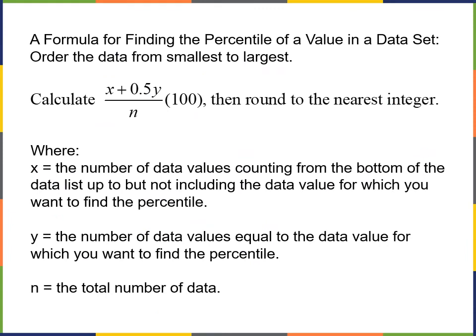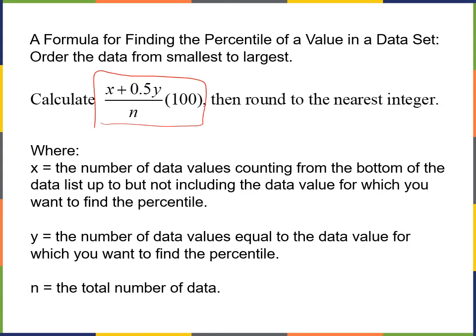Okay, so now let's say we want to do this in reverse. What if we wanted to figure out what percentile a particular data value falls into? So I take a test, I score 88, and I want to know what percentile that is for the entire class. And so we can do that by using this formula. Our formula here is x plus 0.5y over n times 100. And we're going to round that one to the nearest whole number.